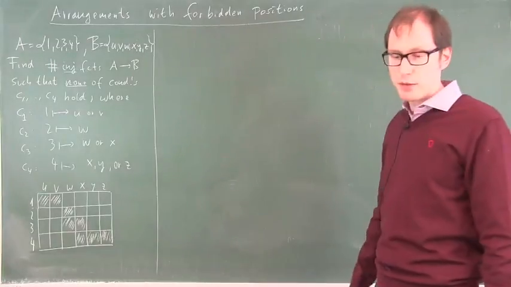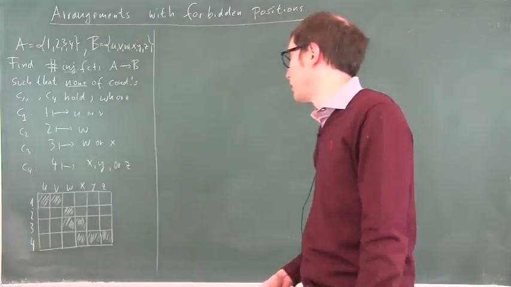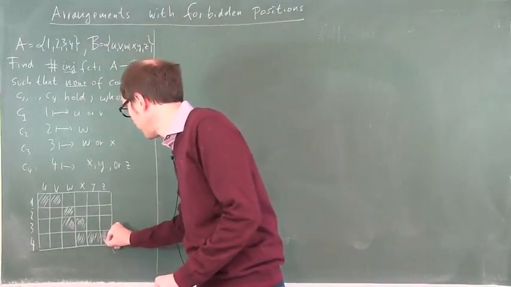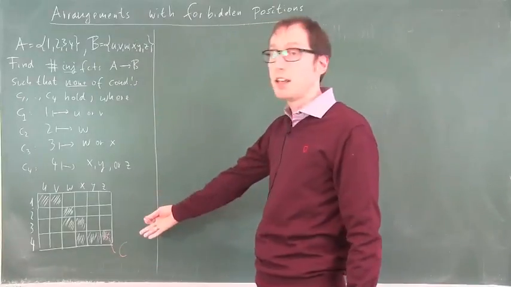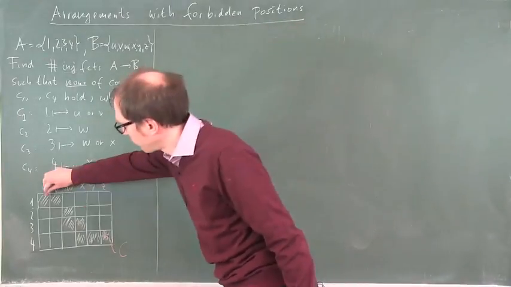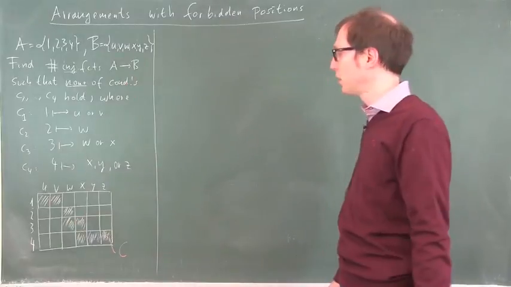So what we get is a board, and these are the forbidden arrangements. This is our board C. The board C denotes the board given by the shaded fields, so it consists of 1, 2, 3, 4, 5, 6, 7, 8 of these little tiles.